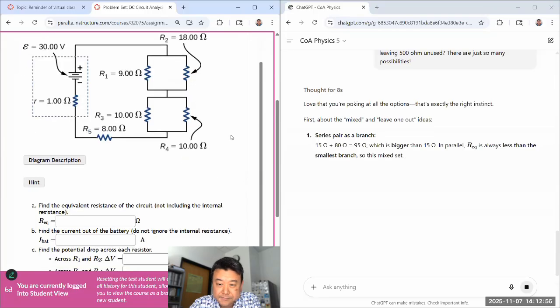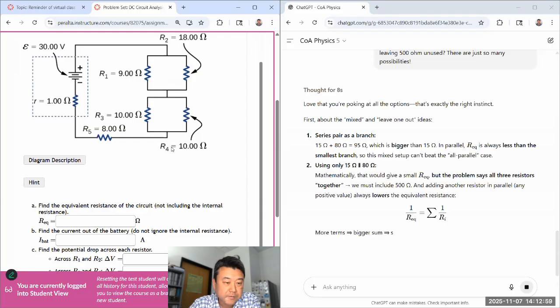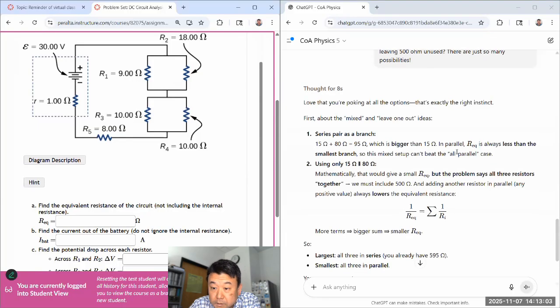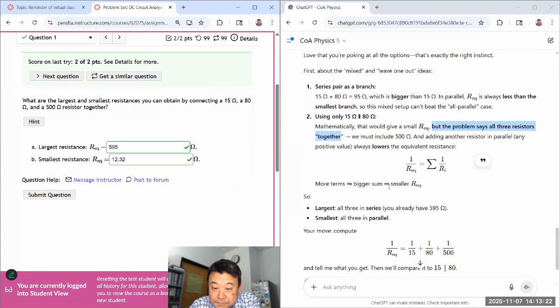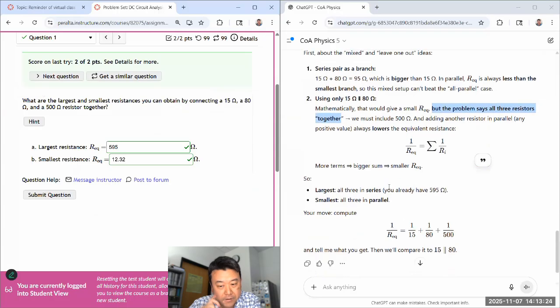Yeah. And parallel at all is less than the smallest branch. Well, yeah, parallel. This part, I don't know. Did the problem actually say that? Maybe. Either way, I think the better answer.